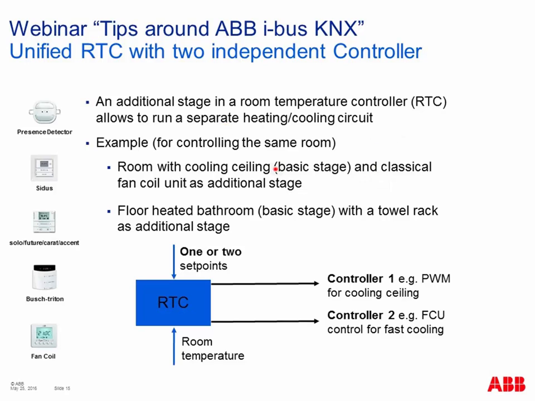An example for this option is you have a room with a cooling ceiling. It's a basic stage for normal cooling, but in case of a request of strong cooling, you have an additional fan coil unit in the room, and this is an additional stage and has to be controlled independently. So we talk about the same room. We have only one room thermostat with one room temperature detection, but two independent controlling outputs. But you will see later on in principle 4 if you take both heating and cooling. Another example: a floor heated bathroom, basic stage, but you have an additional towel rack in this bathroom used as an additional stage.